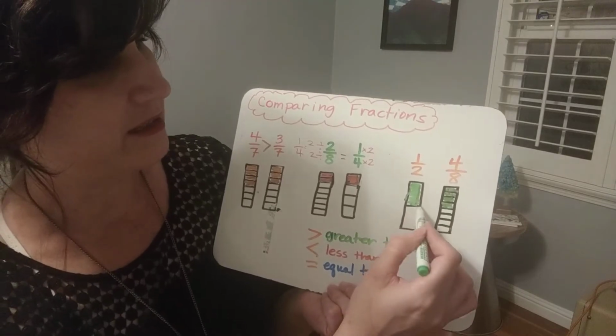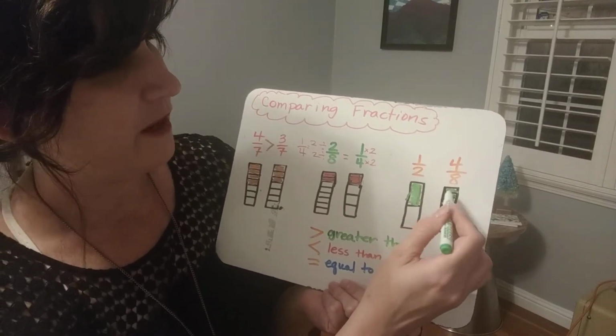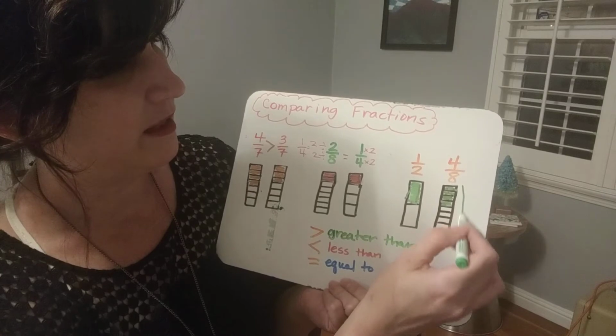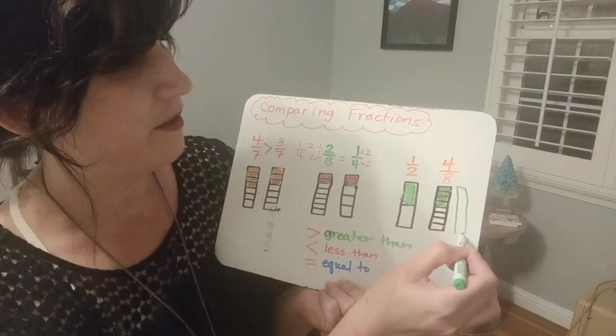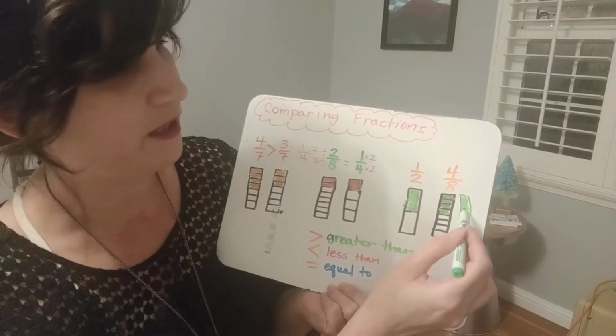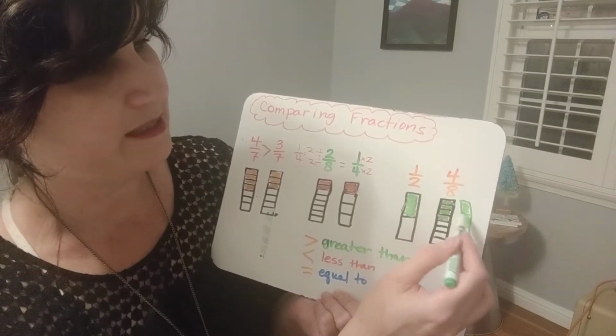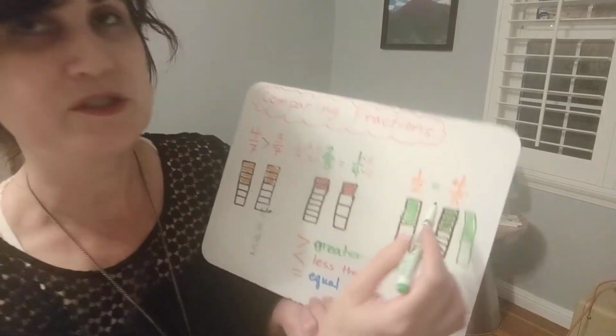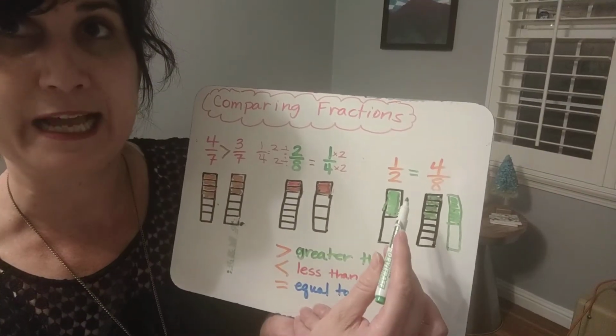And again here I can see that these match up. If I was to take another rectangle here and color it in like this, I would have 1/2 colored in. And so 4/8 is the same as 1/2. So these are equivalent or the same.